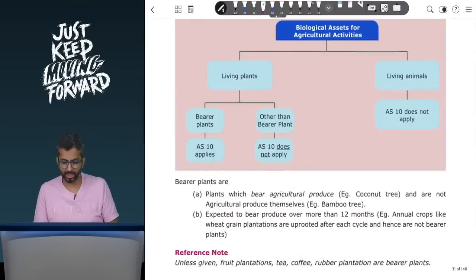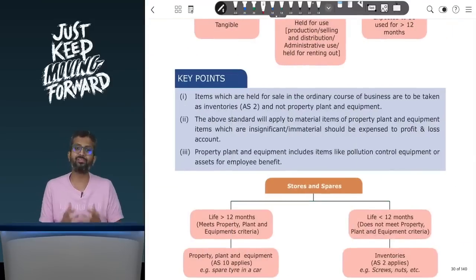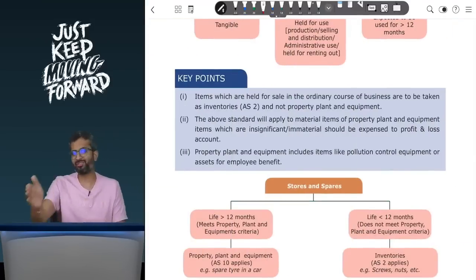Now there is something called living assets, biological assets. Now living assets can be living plants or living animals.